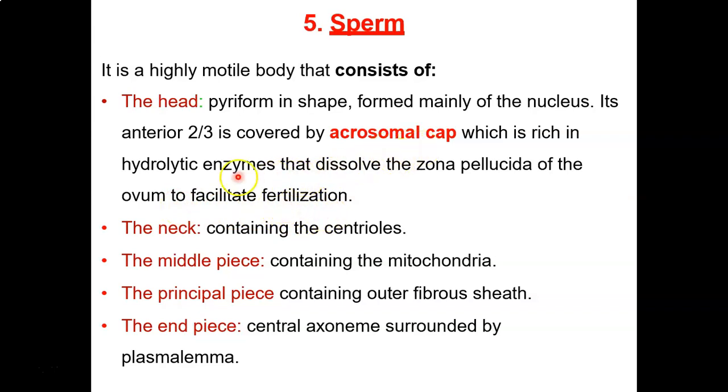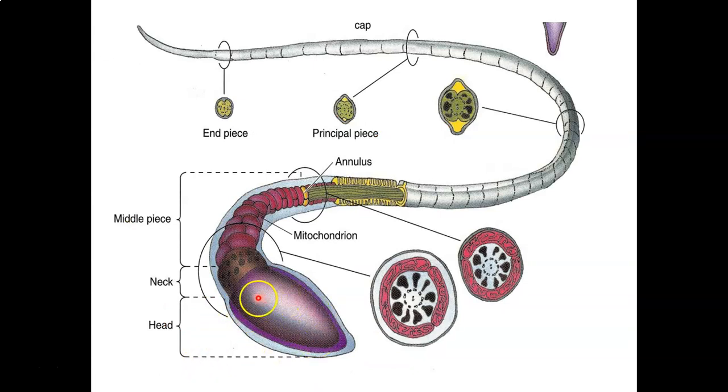So the acrosomal cap contains hydrolytic enzymes which enable the sperm to penetrate the ovum, or actually the secondary oocyte, to complete the fertilization. Structure number 2 is the neck, which contains centrioles. The middle piece contains the mitochondria. The principal piece contains the fibrous sheath, and the end piece is formed of the central axoneme surrounded by cell membrane or plasmalemma. This is the diagram of the sperm or spermatozoa.